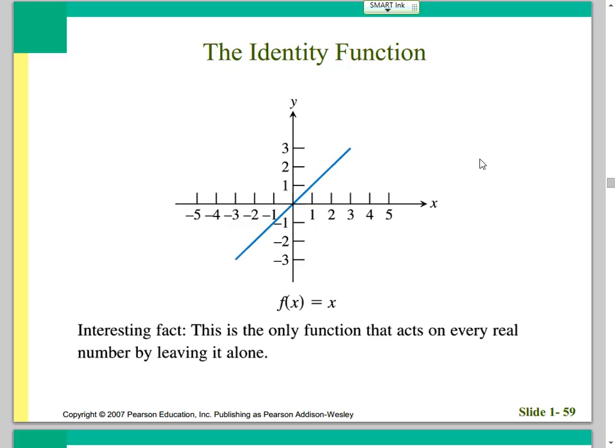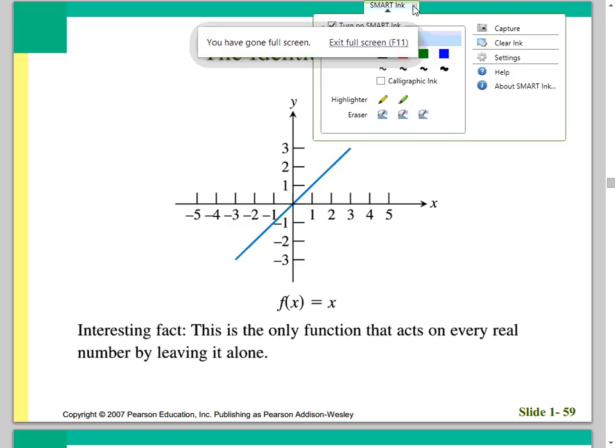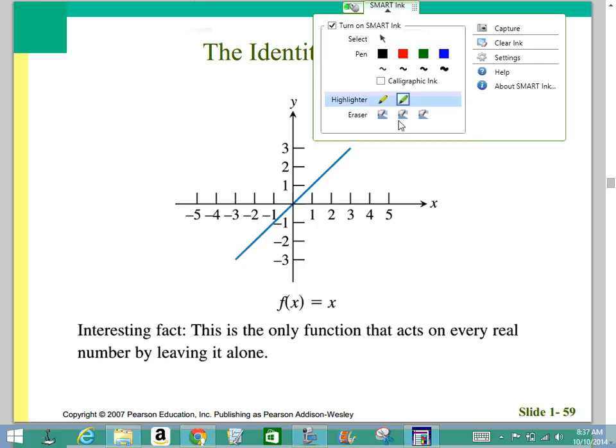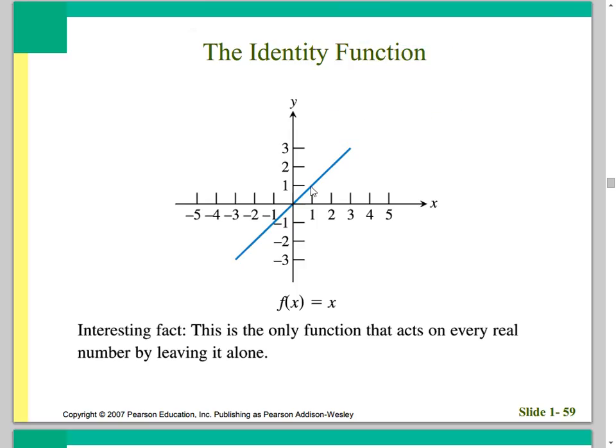I know you look at it and you say, well, I know that f of x equals x is the diagonal line. But why do they call it the identity function? They call it the identity function because when x equals 1, what does y equal? When x equals 2, what does y equal? Get it? It's the identity function. This is the only function that acts on every real number by leaving it alone.